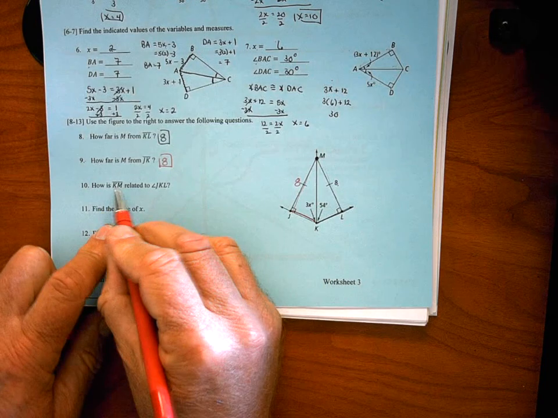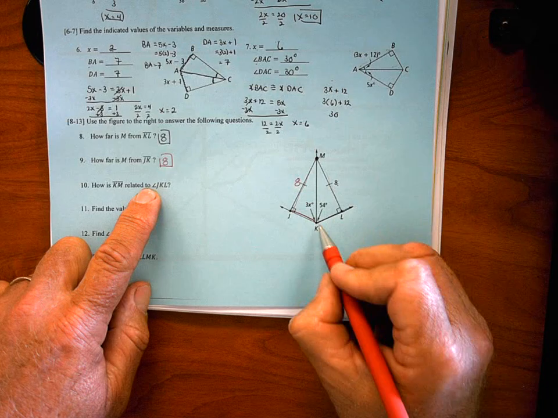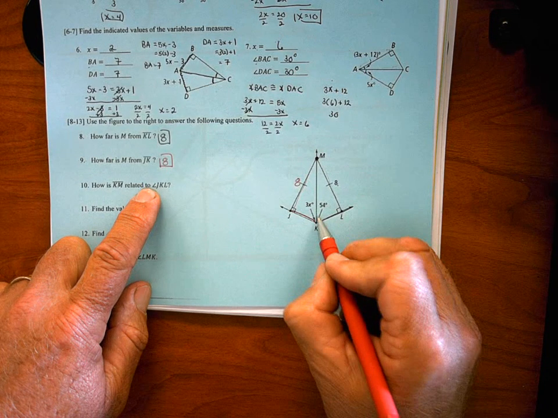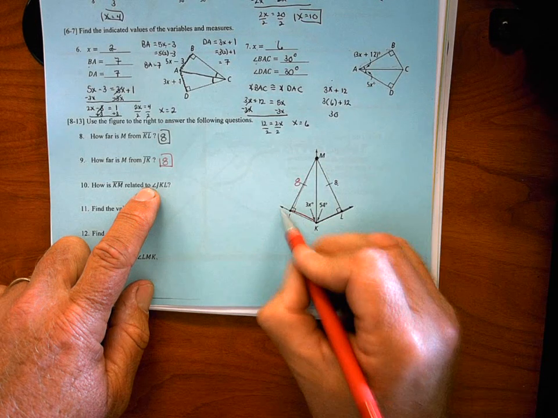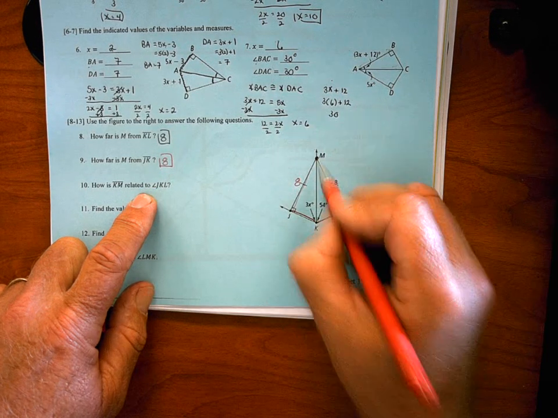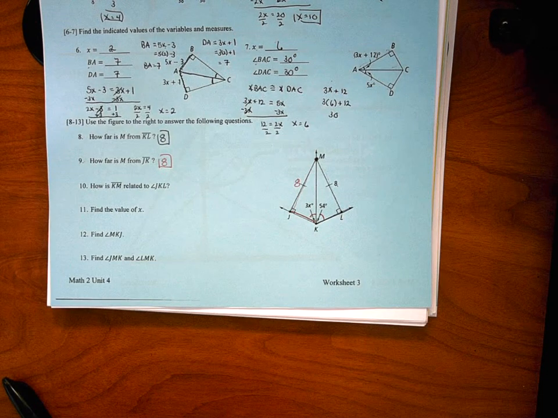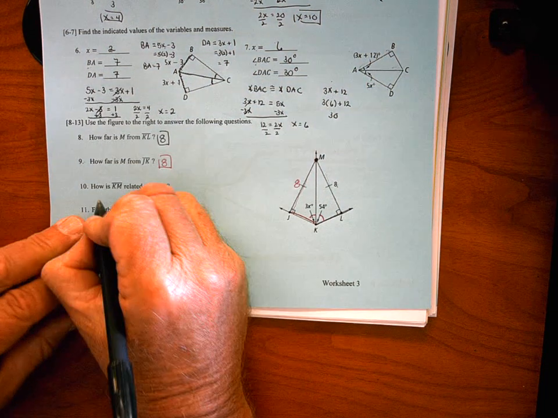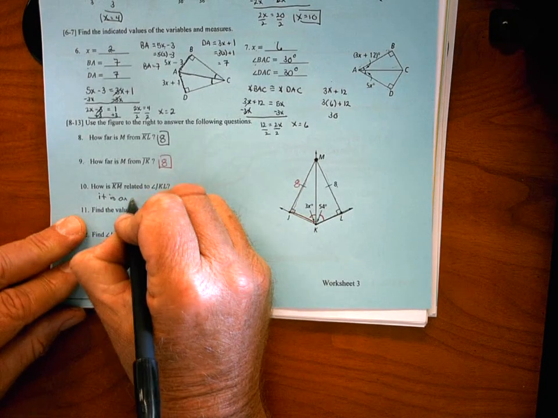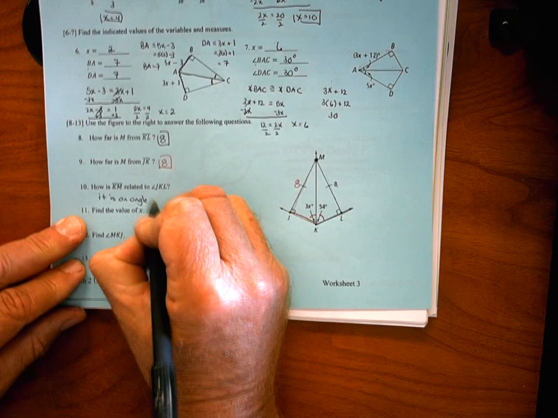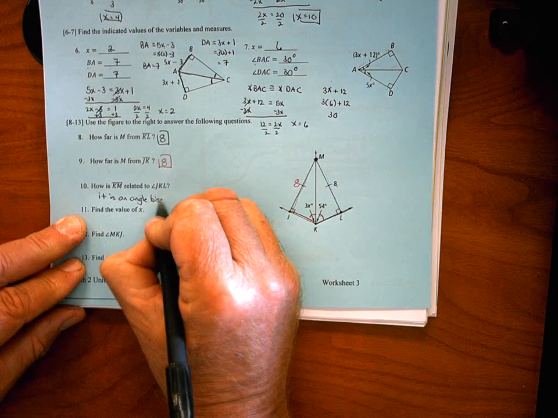Number 10, how is line KM related to angle JKL? Here is JKL. Well, how do we know it? Look, if M is the same distance from the sides of this big angle, that means KM is an angle bisector. Those two angles would have to be the same. So KM is an angle bisector. That means it splits the big angle JKL into two equal smaller angles.